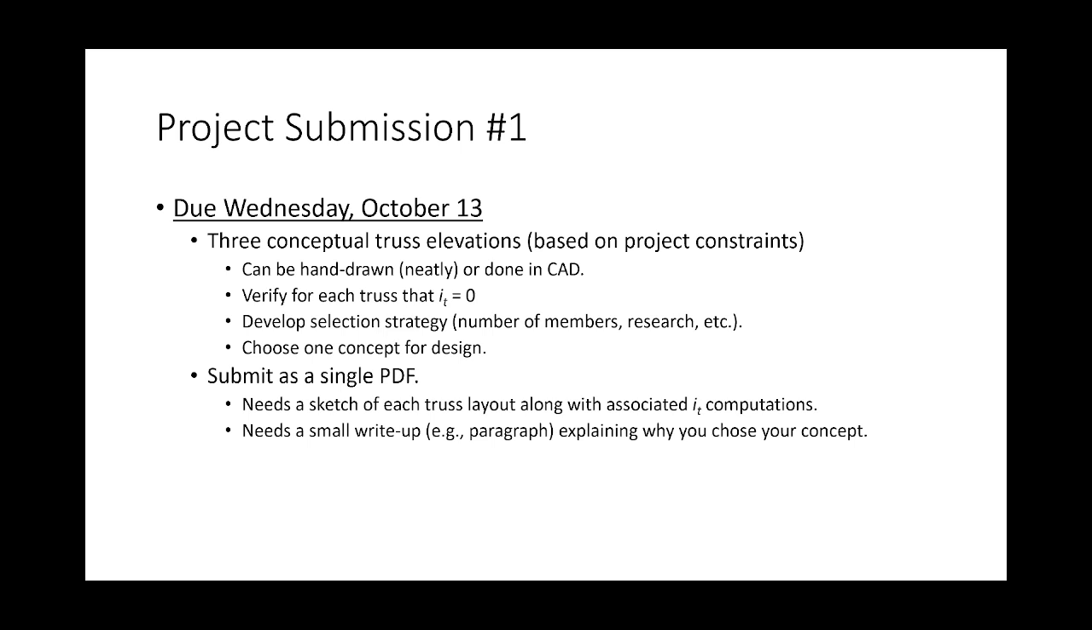You can do it as like some big old formal report. I honestly don't care. You could format it like a homework assignment. I'm okay with that. But I need a sketch of each of the associated truss layouts along with their associated IT computations. And I need a small write-up, maybe like a paragraph, explaining how you chose one concept. That's what I need. That's submission 1, okay? With me so far?